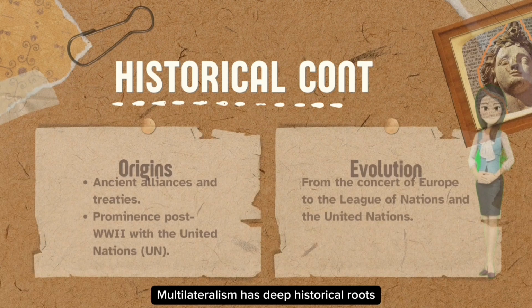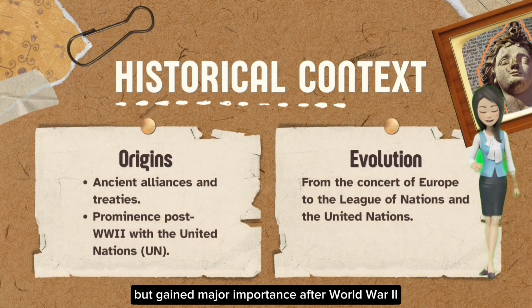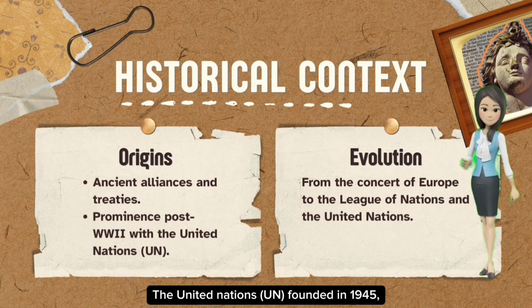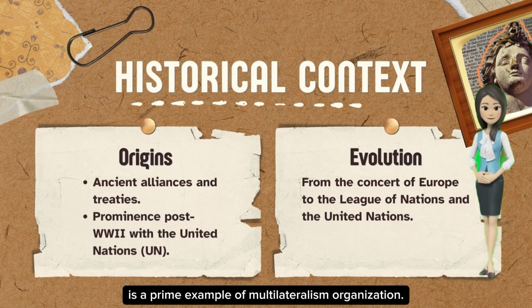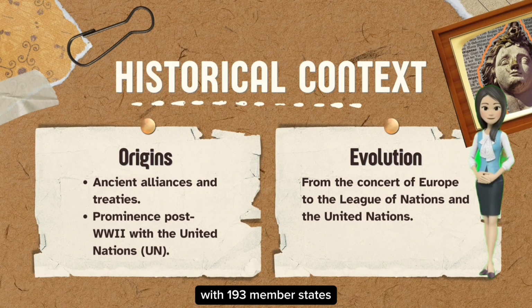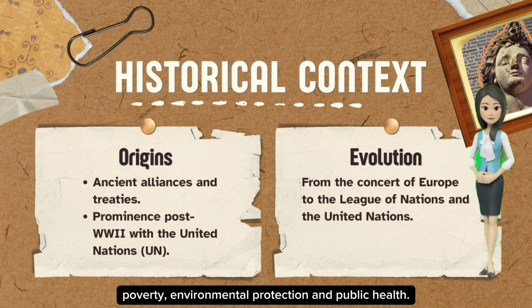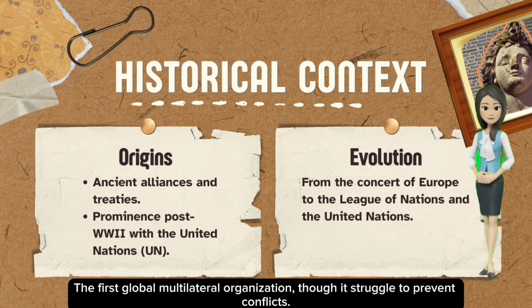Multilateralism has deep historical roots but gained major importance after World War II. The United Nations (UN), founded in 1945, is a prime example of a multilateral organization. It was created to maintain global peace and security with 193 member states working together on issues like poverty, environmental protection, and public health. Earlier examples include the League of Nations in 1920, the first global multilateral organization, though it struggled to prevent conflicts.